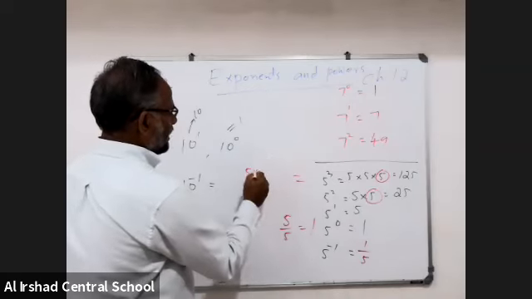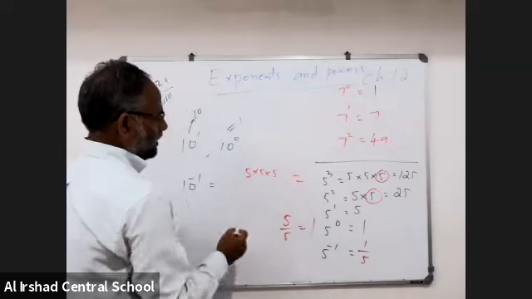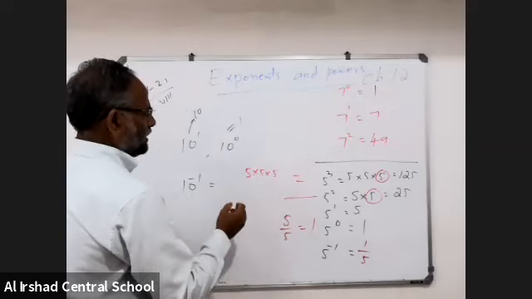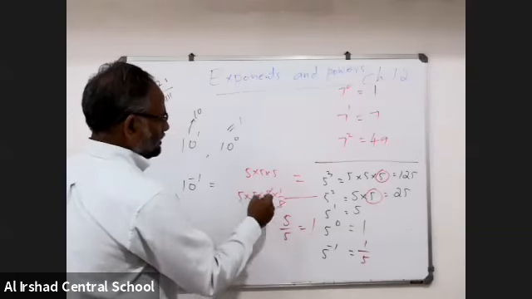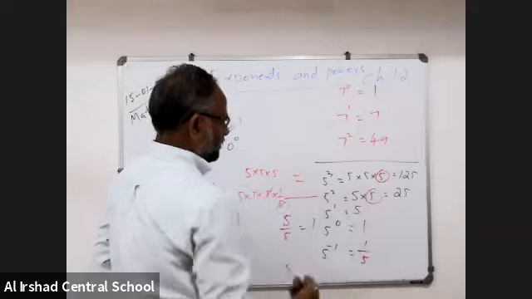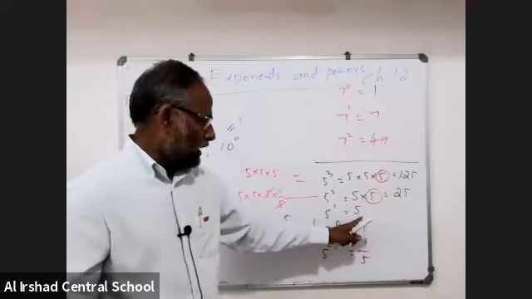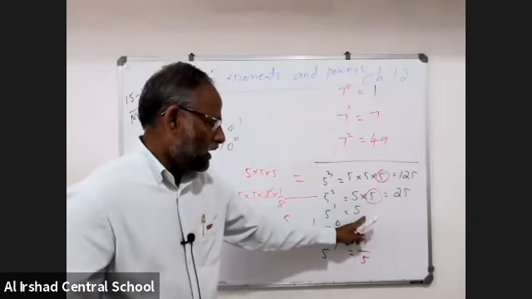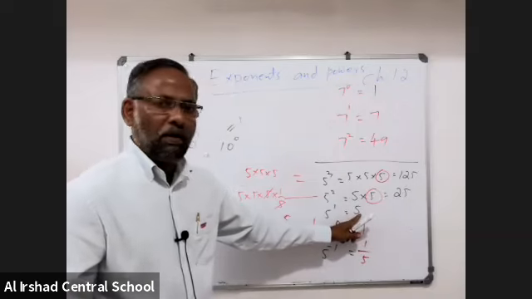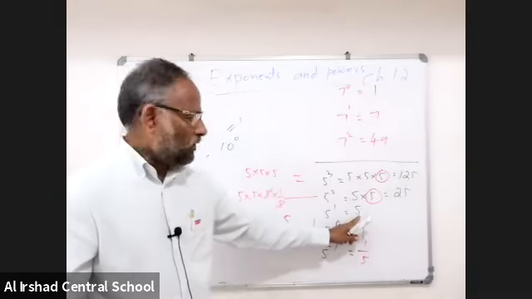5 cube, that means 5 into 5 into 5. Here 5 square means 5 into 5 into 5 into 1 by 5. Cut. So you are getting 5 into 5, 25. Again 5 into 1 by 5. Cut, 5 only. Again 5 into 1 by 5. That is 5 by 5.